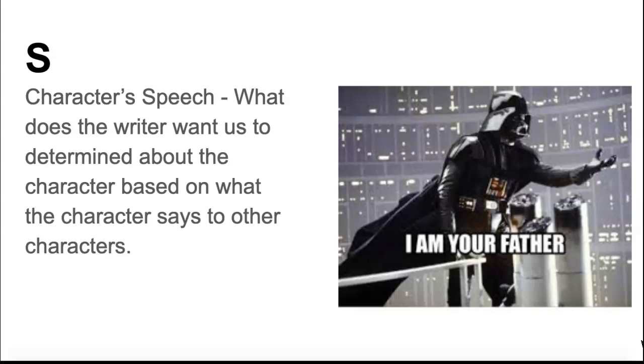Next, we have the character speech. So we learn about the characters based on the things that they say. So again, when we are reading plays, short stories, novels, we ask ourselves, what does the writer want me to know? What does the writer want us to determine about the character based on what the character says to the other characters? Also, based on what the other characters say to the main character, as well as what they say about the main character. So, here's an example.